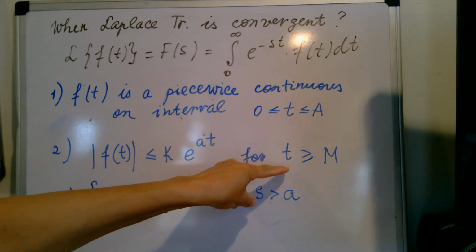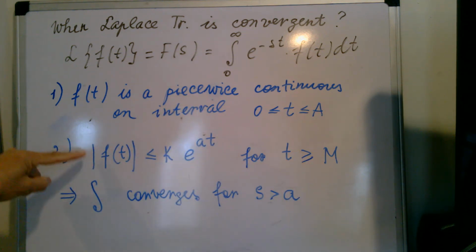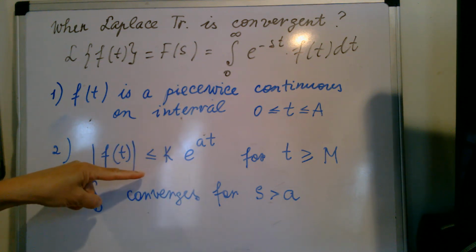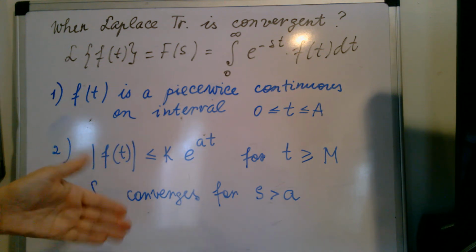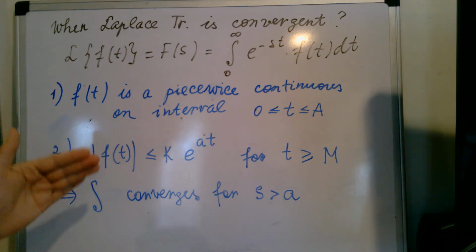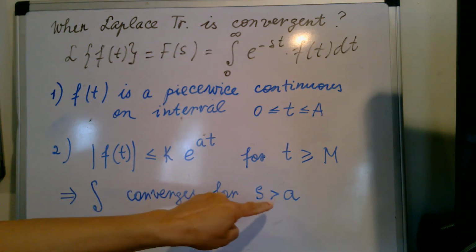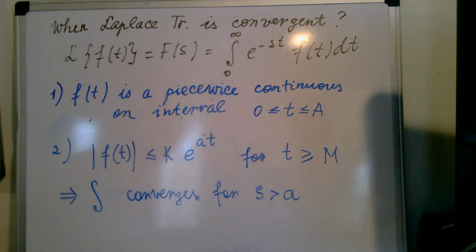So for all little t's from big M to infinity, f of t is supposed to increase not faster than this function. And k and a are constants, and we can find them or define them, but they are basically any constants. Then the integral will converge for s greater than a. So a is going to tell us from which s this function starts.